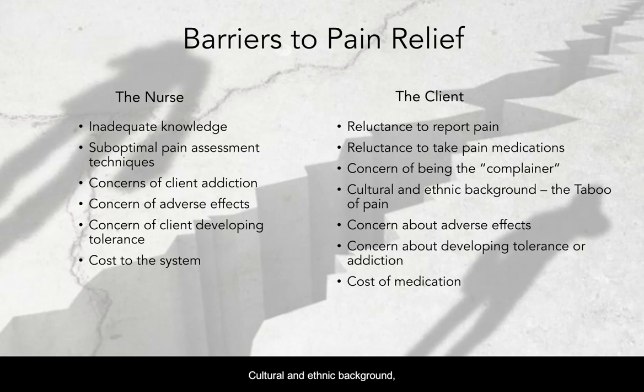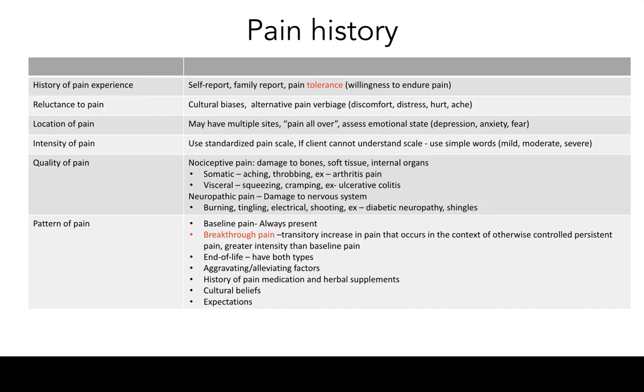Cultural and ethnic background, the taboo of pain. For example, in some cultures, when somebody complains of pain, it's considered a sign of weakness. And because of that, they just kind of learn to live with it instead of trying to get relief. Concern about adverse effects, concern about developing tolerance or addiction. And then the cost of the medication, they're afraid, okay, it's going to cost a lot for me to buy this medication, so they just don't take it.